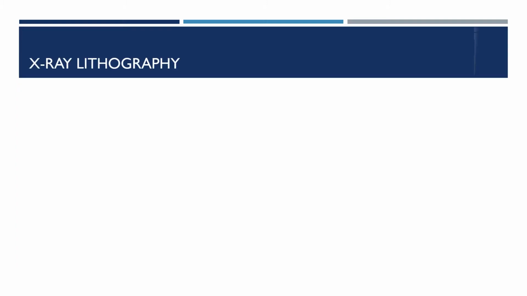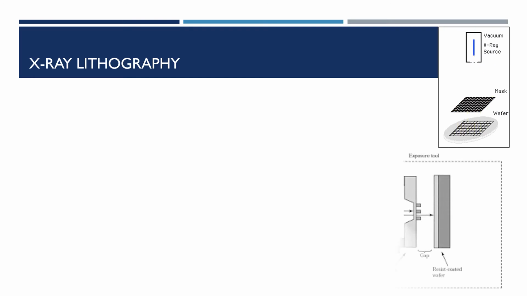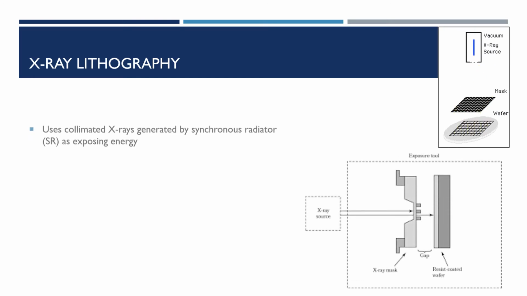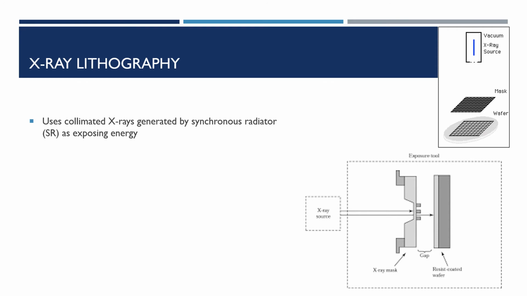So the second one is X-ray lithography, and as the name suggests, it utilizes X-rays as the energy source. It uses collimated X-rays generated by a synchrotron radiator, which is the X-ray source, as the exposing energy. Now this chamber, formed by the dotted line, is filled with helium gas, and similar to photolithography, it also has a mask holder, and the photoresist is placed on top of the wafer layer.